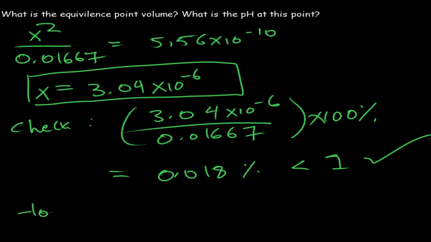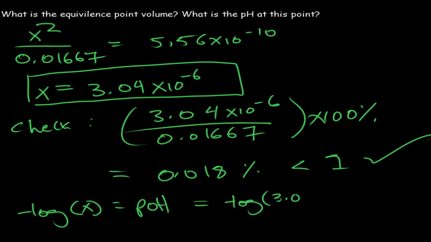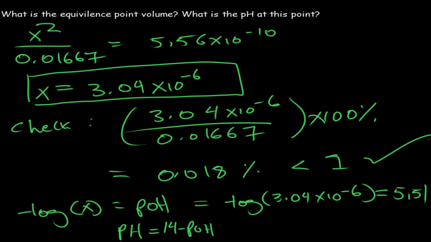So the negative log of our X, like we said, is our pOH. And that would be the negative log of 3.04 times 10 to the negative 6, which is equal to 5.51. To get the pH, we just do 14 minus pOH. So we get the pH equal to 14 minus 5.51, which is equal to 8.49.